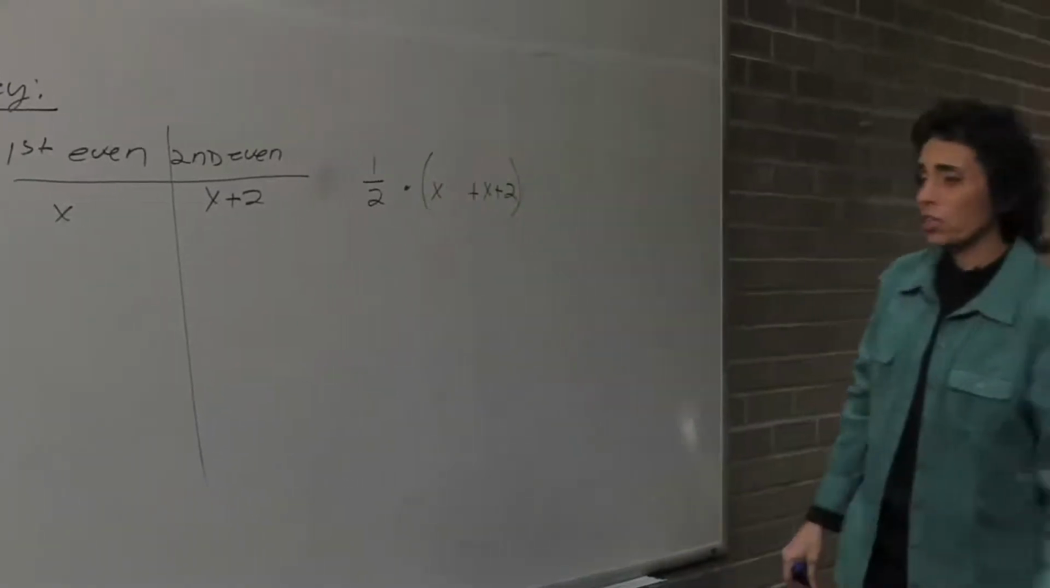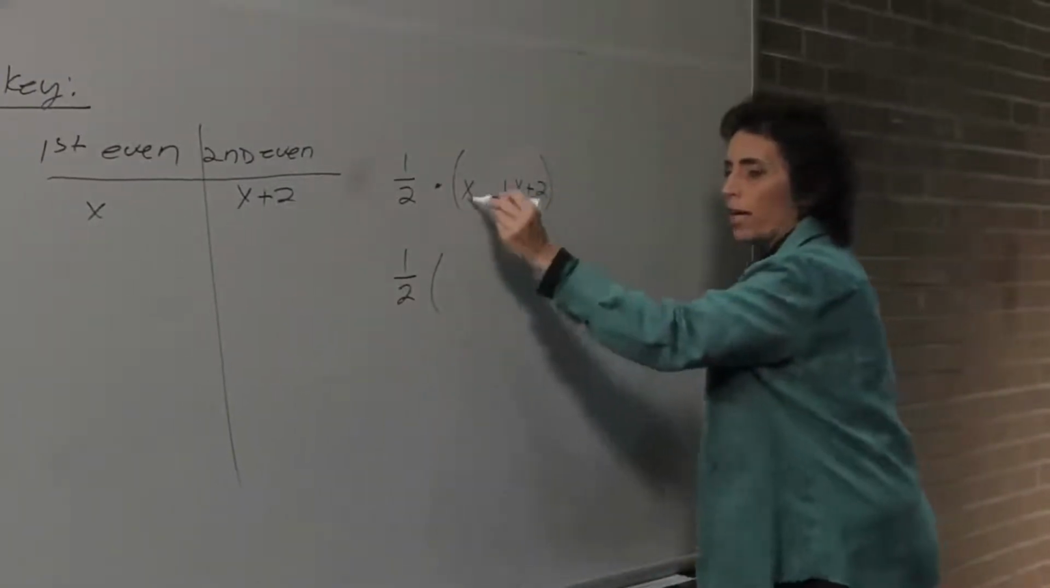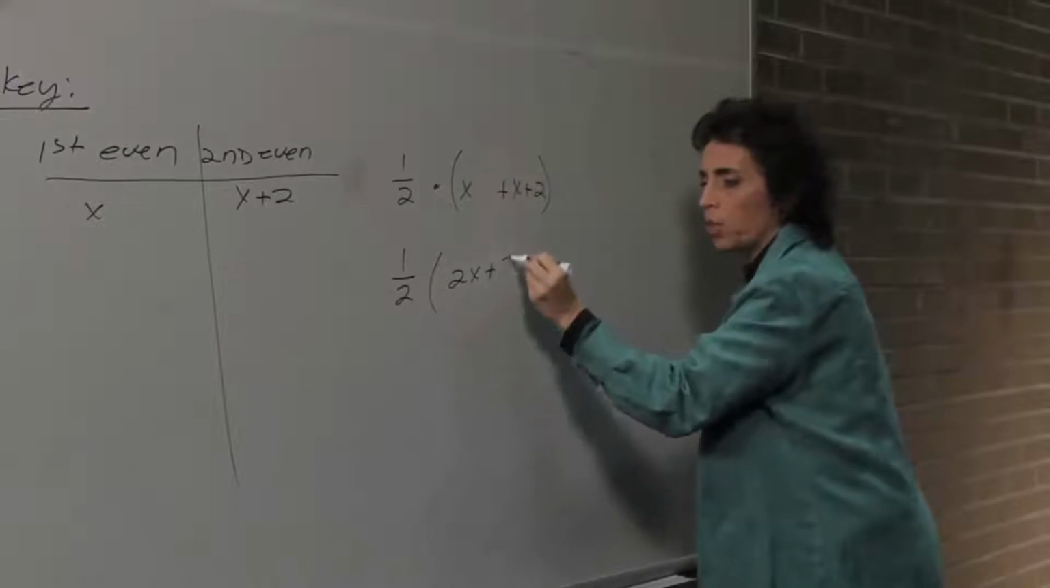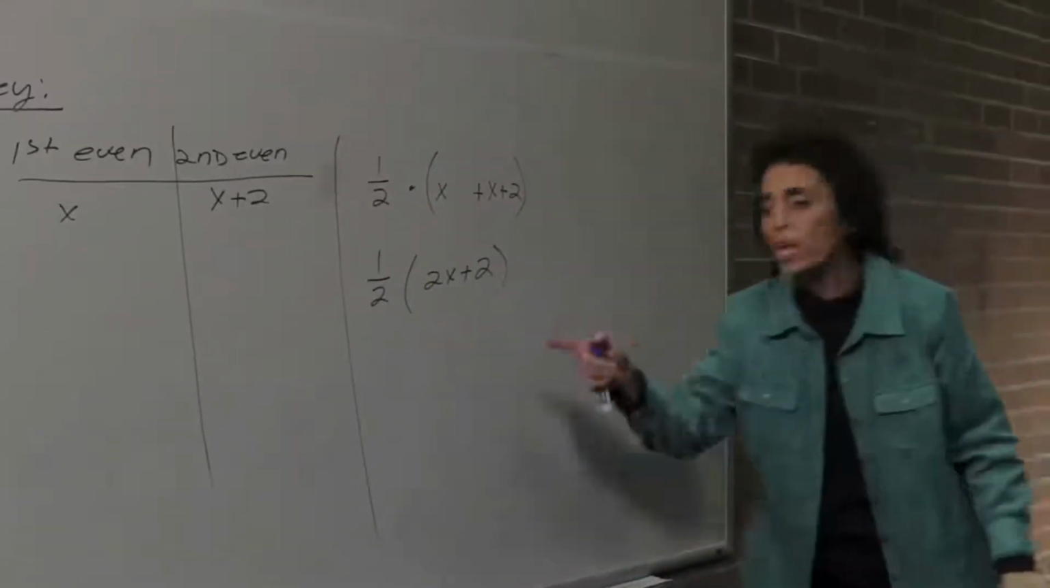That's how that looks. So I have 1/2 times the quantity, 1x plus 1x is 2x plus 2. So that's what I have, and it says simplify. Now this is really important.